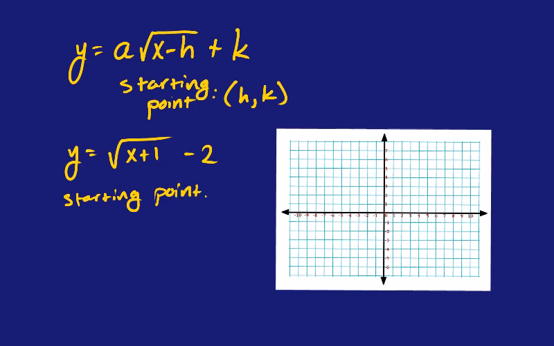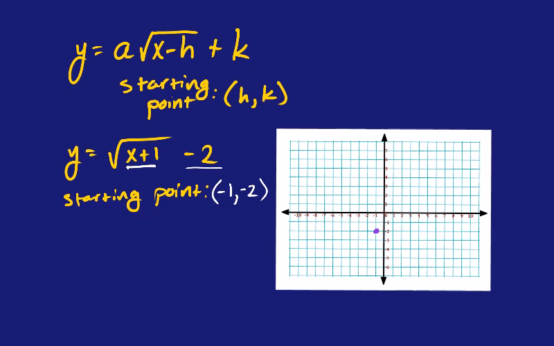And for us, remember when finding h, it's the opposite of what you see in here. So think of what would make x plus 1 equal 0, and that would be negative 1. And then out here is your k value, and so that'd be negative 2. So our graph is going to start at negative 1, negative 2, right there.